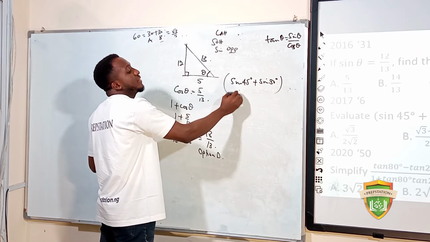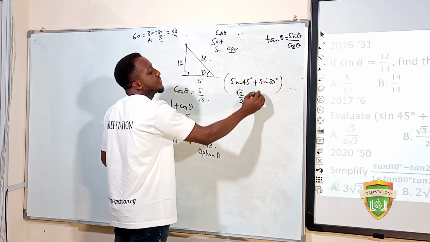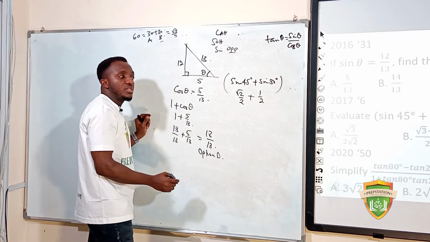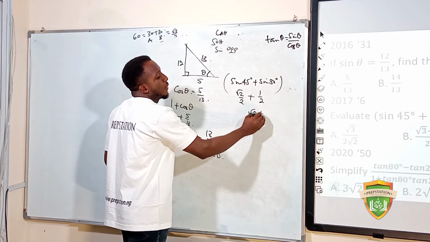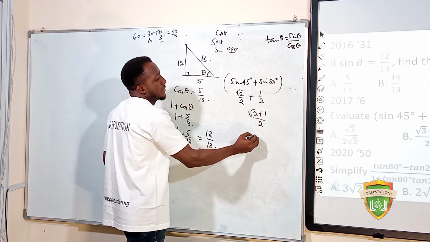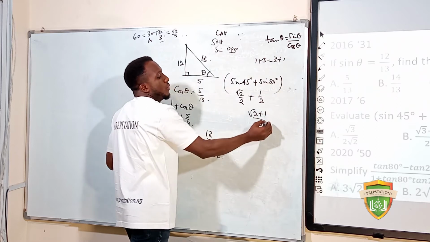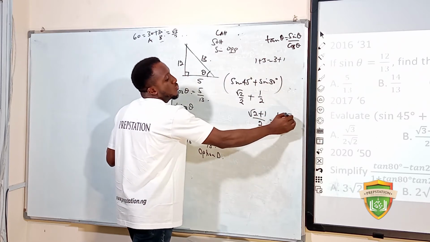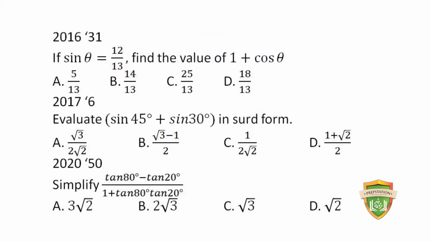So sine 45 degrees is root 2 over 2, if you remember, plus sine 30 is 1 over 2, which is half. So what does it give you? This is root 2 plus 1 over 2. Option D looks like it. Now 1 plus 3 is the same thing as 3 plus 1. So we can write this as 1 plus root 2 over 2, which is option D.